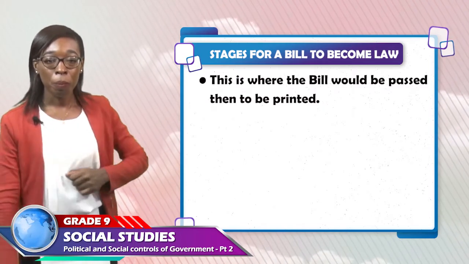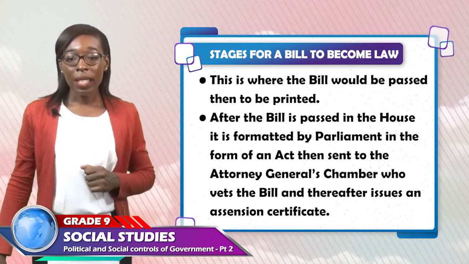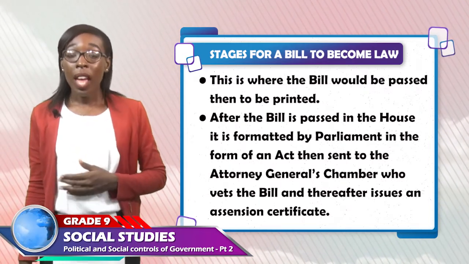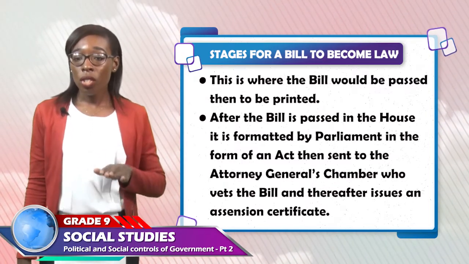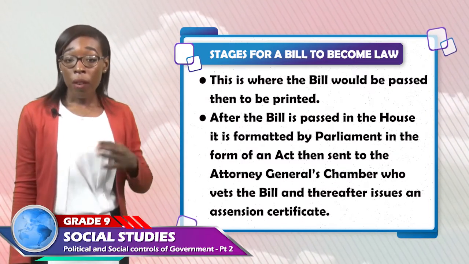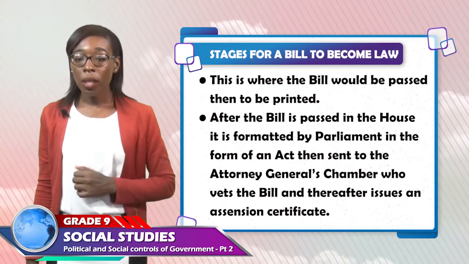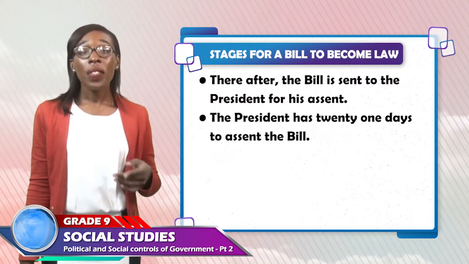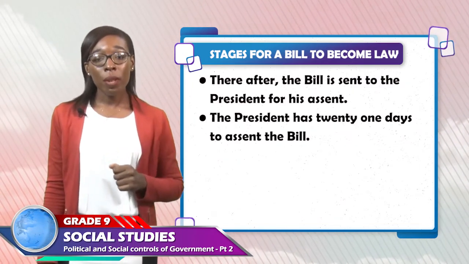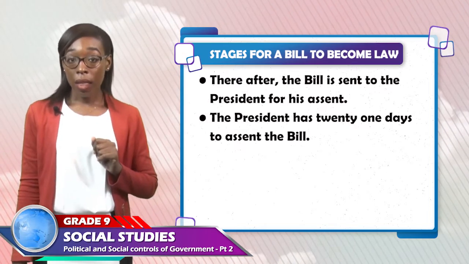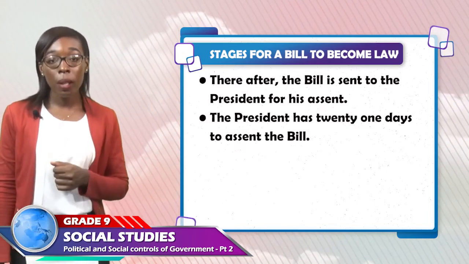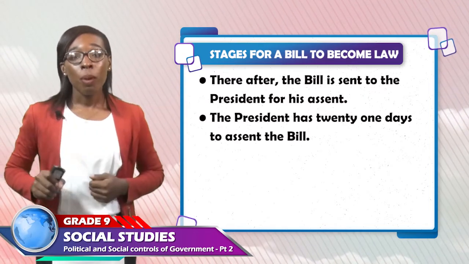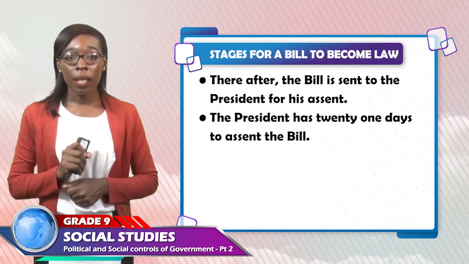Let's move right along. After the bill is passed in the House, it is forwarded by Parliament in the form of an act. Then it is sent to the Attorney General's Chambers, where they vet the bill and thereafter issue an accession certificate. Thereafter, the bill is sent to the President for his assent. This means that the President looks at the bill and, provided that he approves it, he assents it. The President has 21 days to assent the bill.